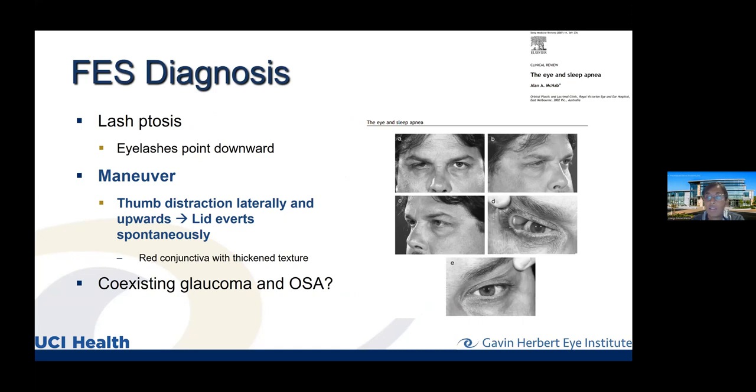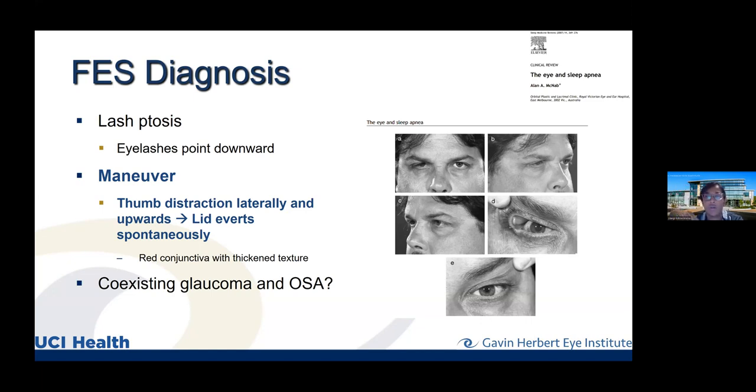Well, first, when looking at these patients, and this was first described by Dr. McNab not too long ago, the first thing you will notice is that the eyelid just looks like the individual's, no pun intended, sleepy. It looks like the eyelid is down and the lashes are usually pointing downwards and you're looking through your lashes. And the maneuver is to take your finger, your thumb, and you evert upward and then laterally. Traditionally, it was just to go up, but really lateral, supratemporal. And you'll see a very easy distensibility. The eyelid flips almost easily.